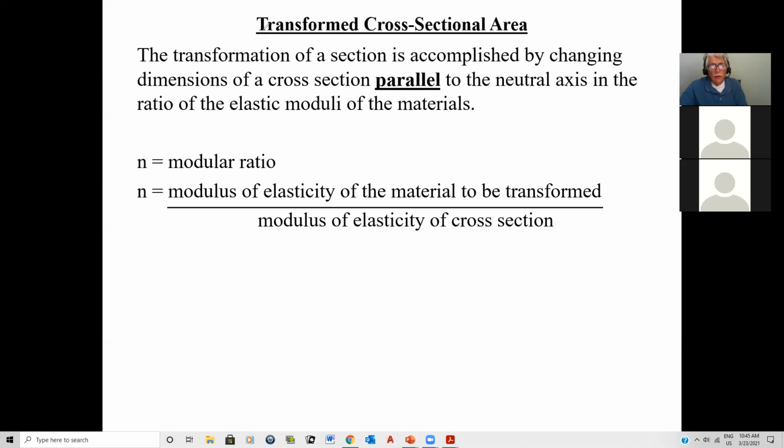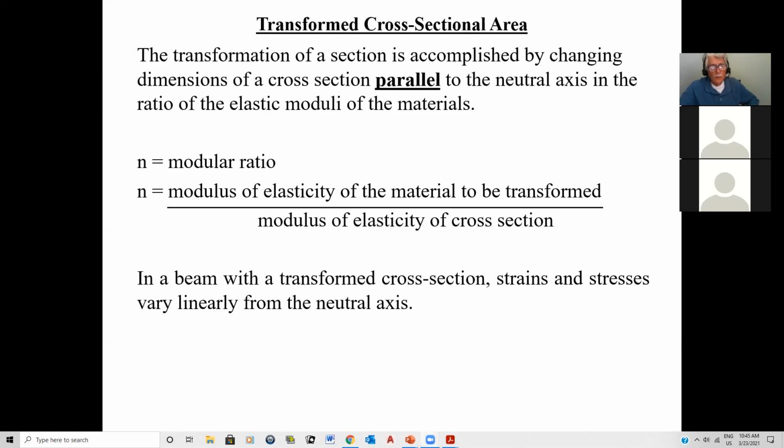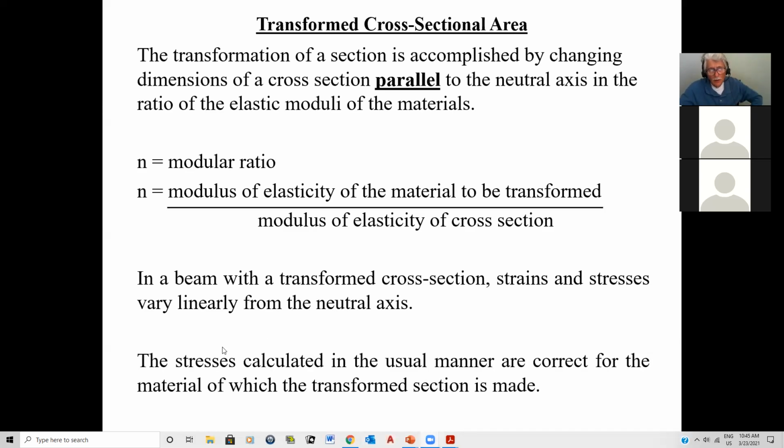So that's number one. Now, after that, in a beam with a transformed cross-section, stress and strains vary linearly from the neutral axis. Just like, once you've transformed it, everything stays the same as if it's one material. That's what they're trying to say here. The stress is calculated in the usual manner, corrected for the material on which it acts, and I'm going to show you what this means with the example.